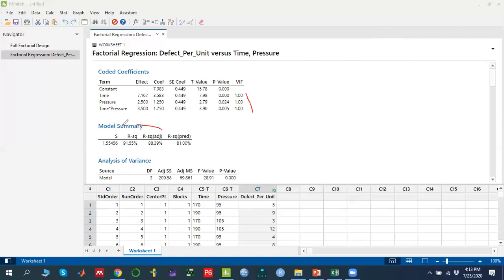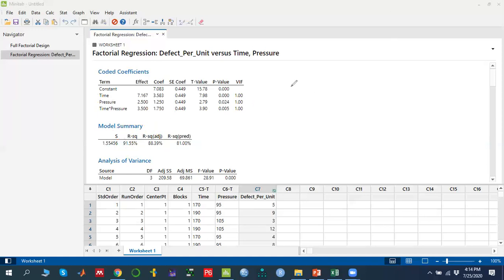Okay, next they are indicating the R square and adjusted R square, which basically indicate the model fitness. So right now this 91.55 or 88.39 indicates that. So 91.55 means that time and pressure and their interaction, these factors, are able to explain the variation in the response variable, which is defect per unit, 91.55%. But the rest of the variation we don't know. That is basically called the error.